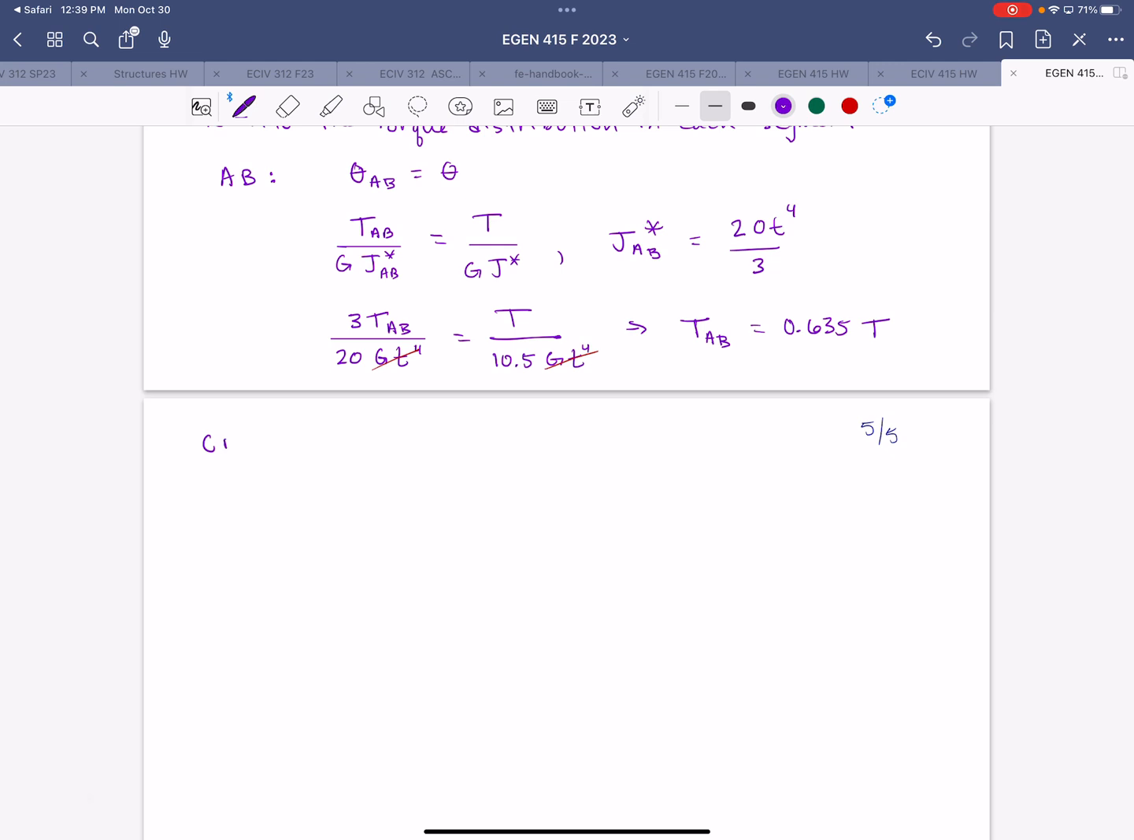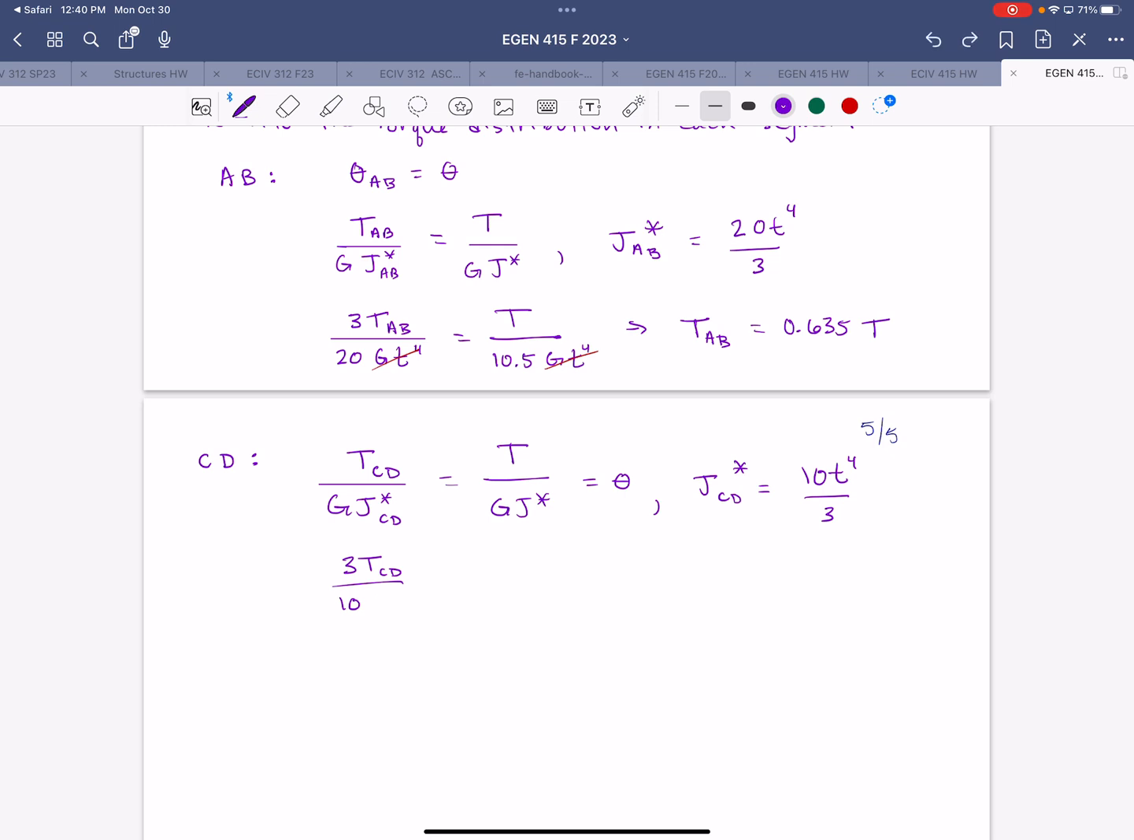So then we just repeat this process for the other segments. I'm going to skip to CD. So we have torque in CD over GJ star for CD is equal to total torque over GJ star. And that's all equal to theta, the twist rate. And J star CD is equal to 10t to the fourth over 3. So we get 3 times torque in CD over 10.